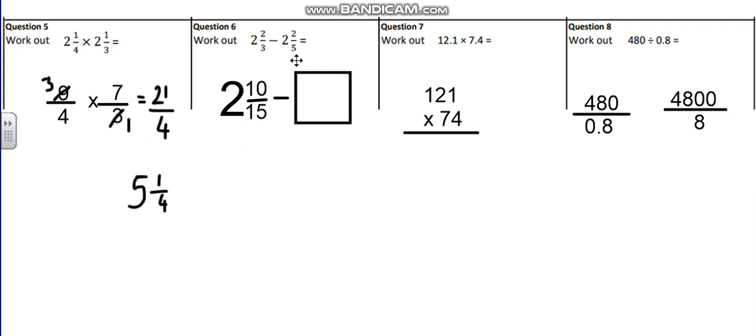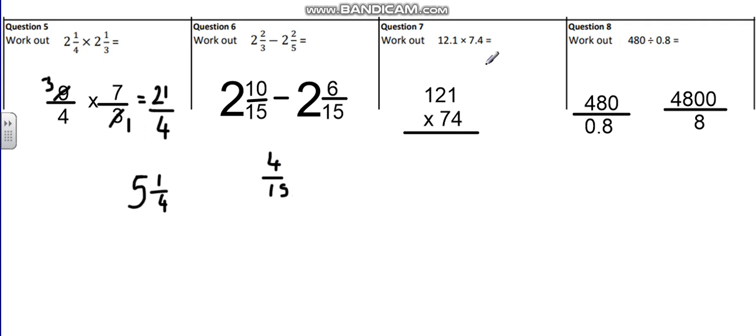Okay, and I multiplied the 5 by 3, so I've got to multiply the 2 by 3, which gives me 6 15ths, or 2 and 6 15ths. So now I'm going to do subtraction. So if I start by subtracting the whole number part, 2 take away 2 is nothing. So that's sorted, and then I've got 10 15ths, take away 6 15ths is 4 15ths, and that's the end of that question.